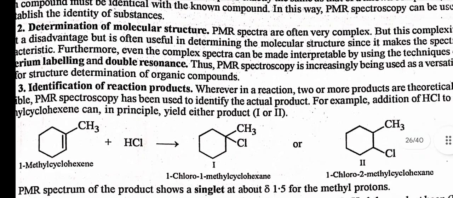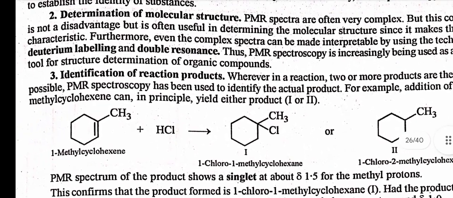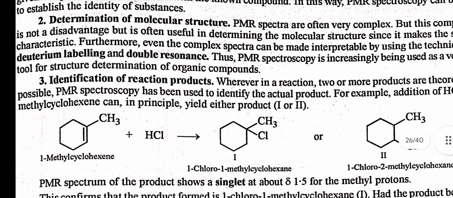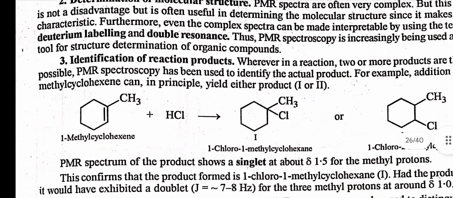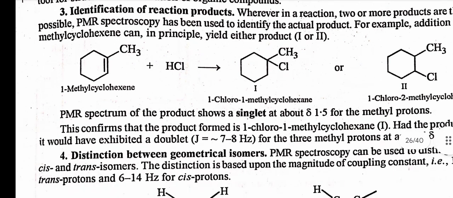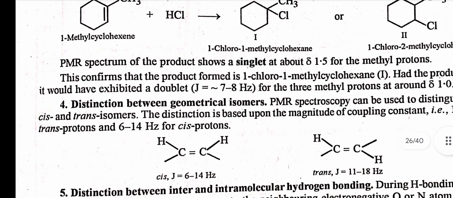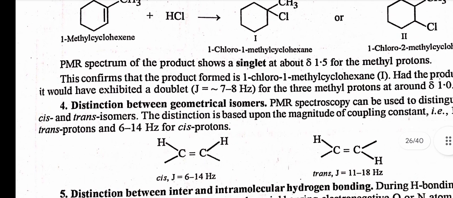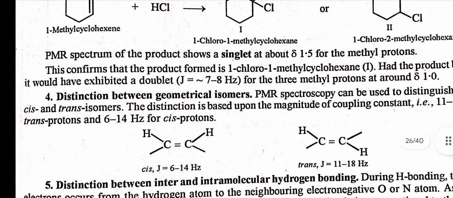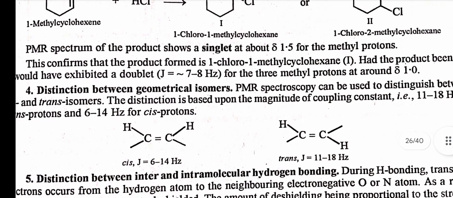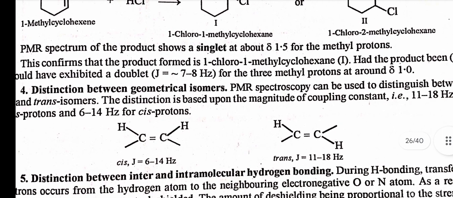Wherever in a reaction two or more products are theoretically possible, PMR spectroscopy has been used to identify the actual product. For example, addition of HCl to 1-methylcyclohexene can in principle yield either product 1 or 2. The PMR spectrum of the product shows a singlet at about delta 1.5 for the methyl protons. This confirms that the product formed is 1-chloro-1-methylcyclohexane. Had the product been the second, it would have exhibited a doublet for the 3-methyl protons at around delta 1.0.